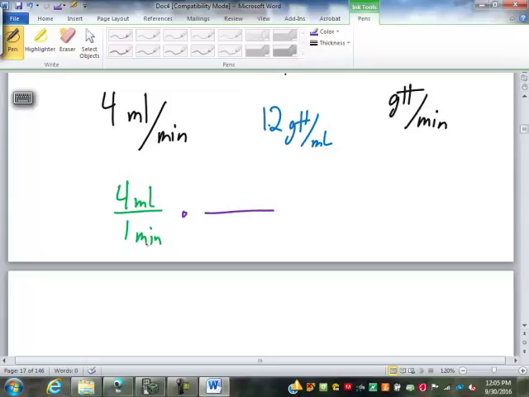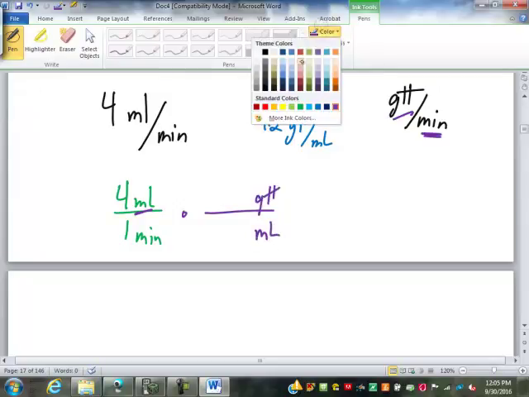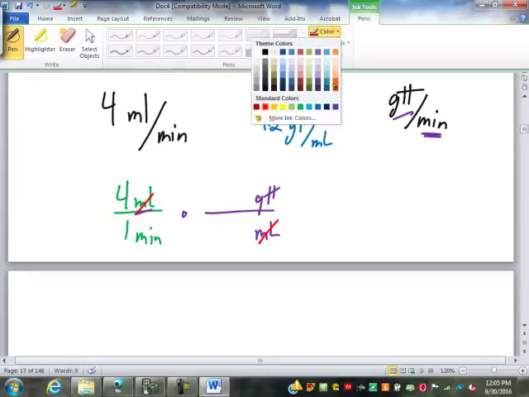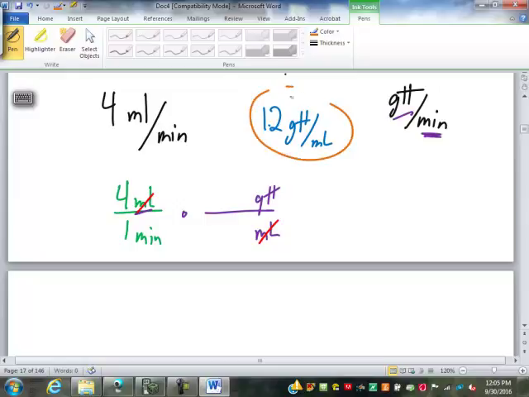Do we want to get rid of the minutes? No, we still want minutes where they're at. It's the milliliters we want to get rid of. We want to change milliliters into drops. So my conversion here, I want milliliters on bottom, so they'll cancel out, and drops are going to be on top. So the milliliters will cancel out. In this relationship, I think of that as 12 drops to 1 milliliter. So 1 milliliter, 12 drops.